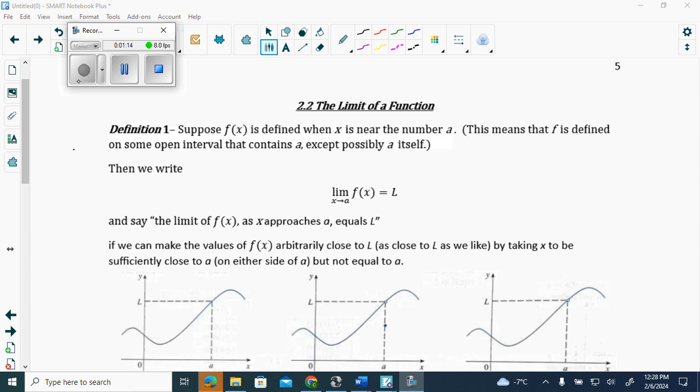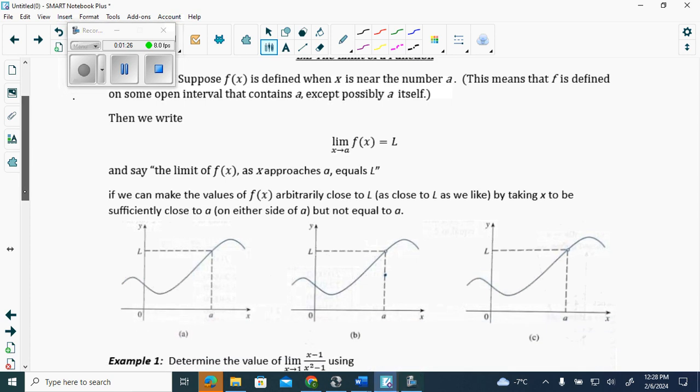It might be f of x. It might be an actual function. It might be like x plus 3. It might be x cubed minus 7. It might be the square root of x minus 4. Right? It can be any type of function. Then there is some limit that it approaches.